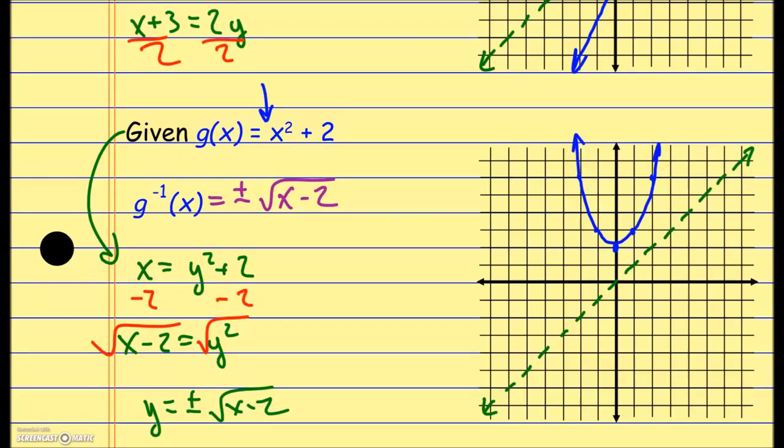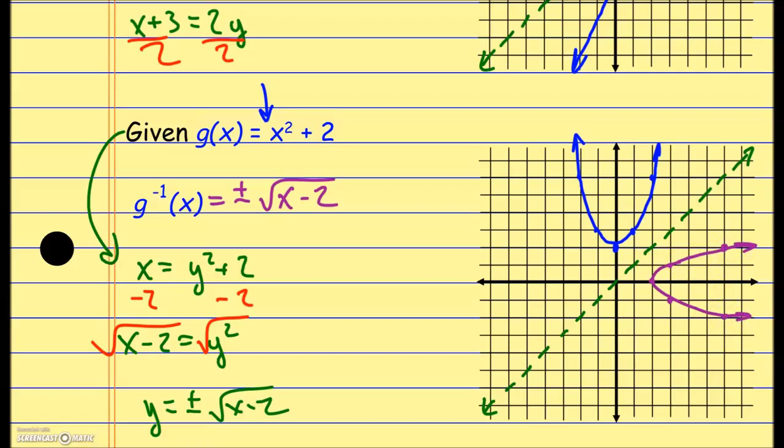So I take each ordered pair. I have that ordered pair (0, 2). That becomes (2, 0). I have the ordered pair (1, 3), which becomes (3, 1). I have (-1, 3), so (3, -1). I have (2, 6), so (6, 2). And then I also have (-2, 6), so that's (6, -2). And so the graph that I come up with here is kind of this sideways-looking parabola.